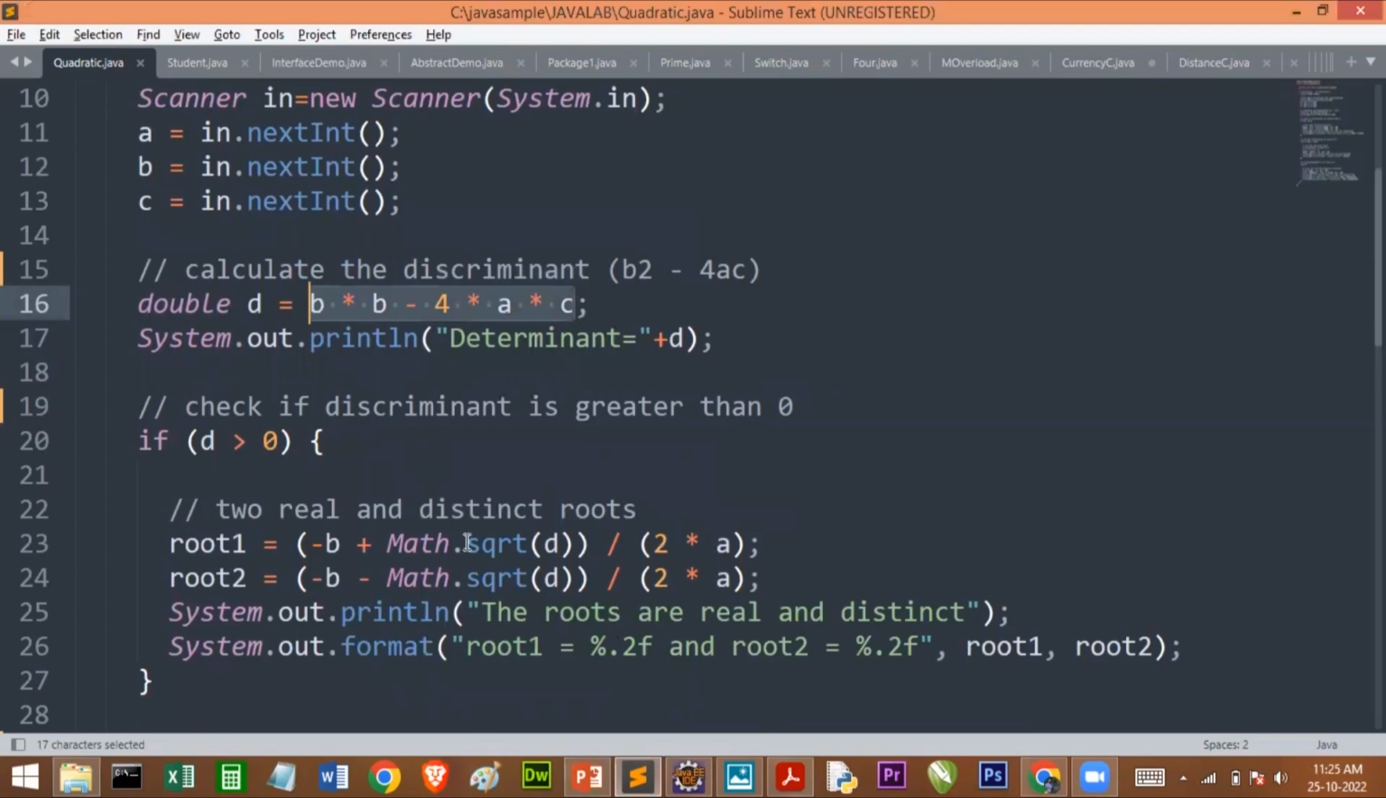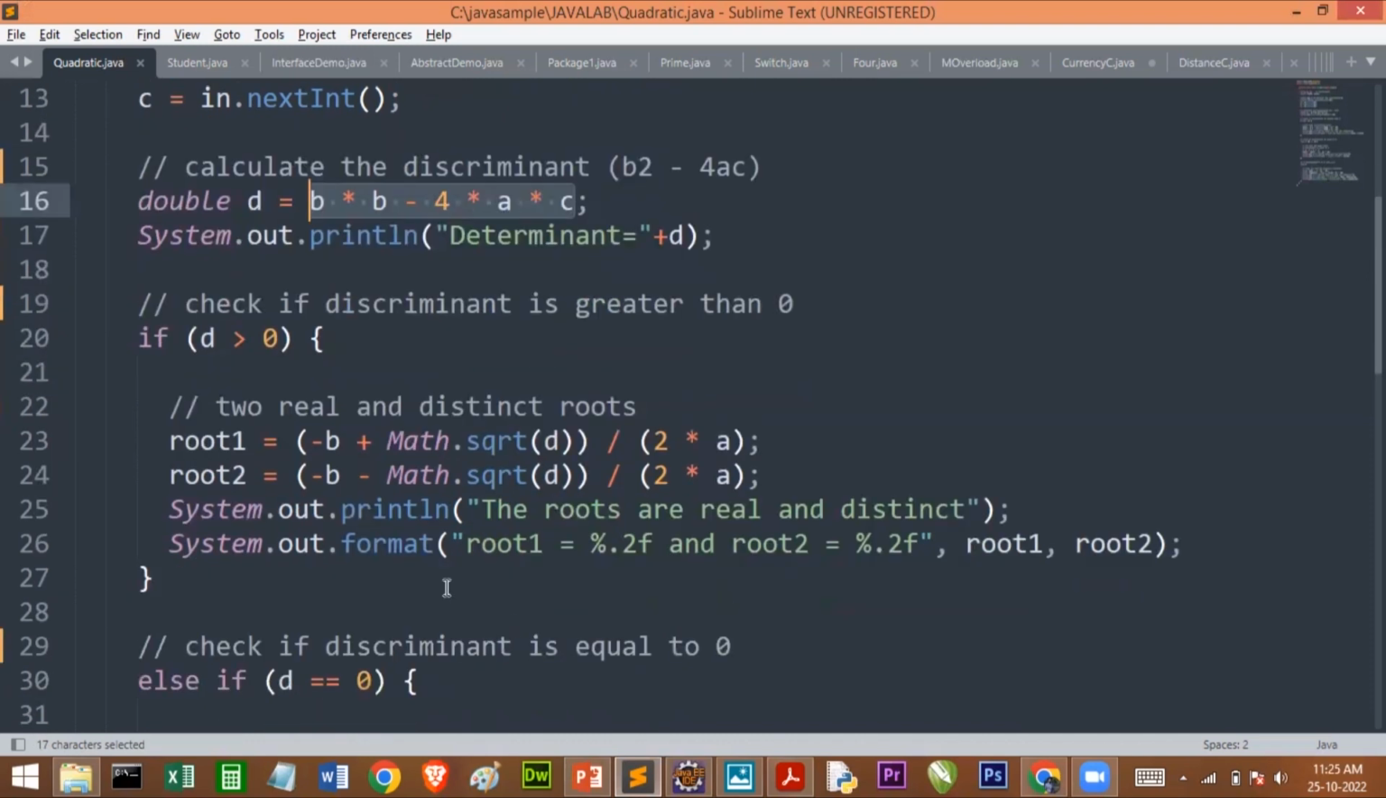Then I'm printing it. System.out with the message: the roots are real and distinct. And System.out.format. There are three ways you can display in Java. One is System.out.print, where you will not get a next line. System.out.println automatically adds a next line to the text. And you can use the format statement as well, System.out.format.